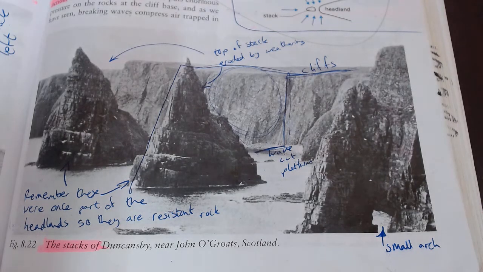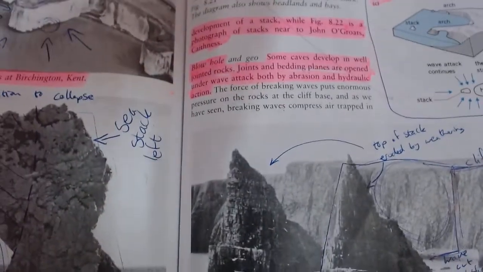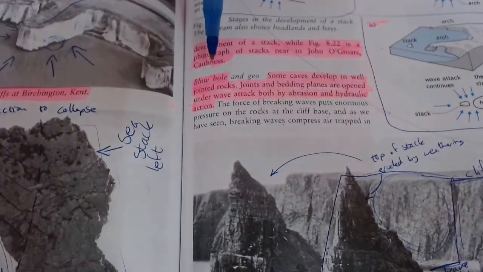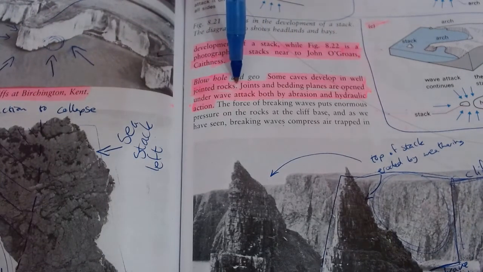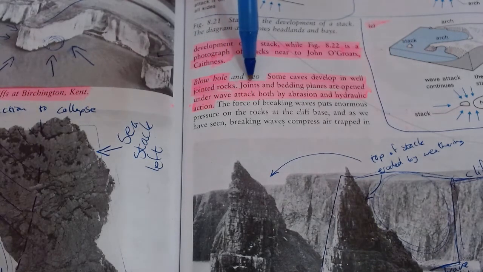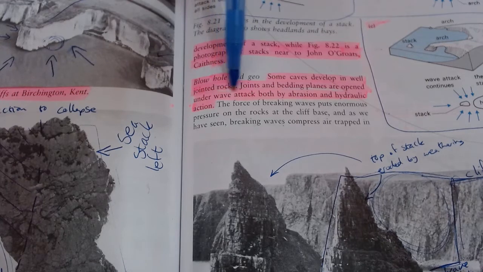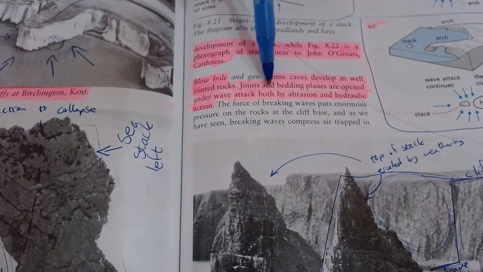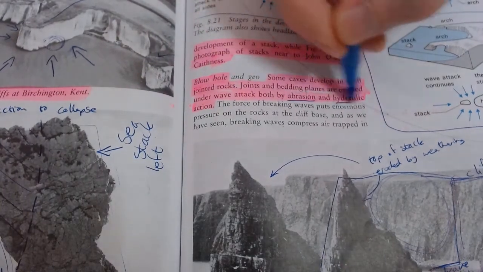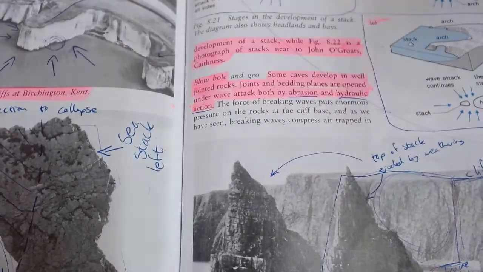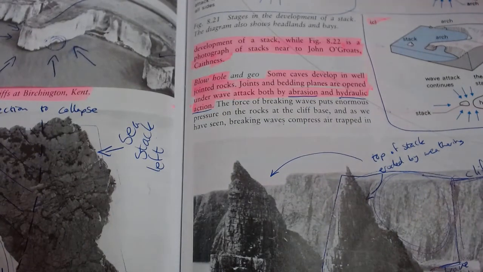What we're going to do is move on to looking at something called blowholes and geos. We look at a little diagram on the next page, but some stuff to highlight first. A blowhole and geo. Some caves develop in well jointed rocks, so again, these are dependent on the geology. Joints and bedding planes are opened under wave attack, both by abrasion and hydraulic action. So again, always the same types of erosion cause all of these landforms. They're all caused by erosion. Let's jump on to the next page.